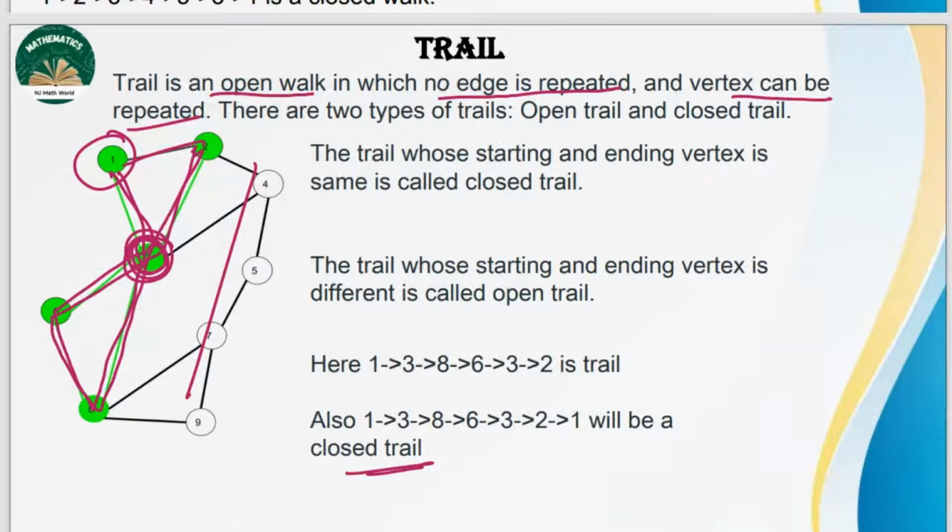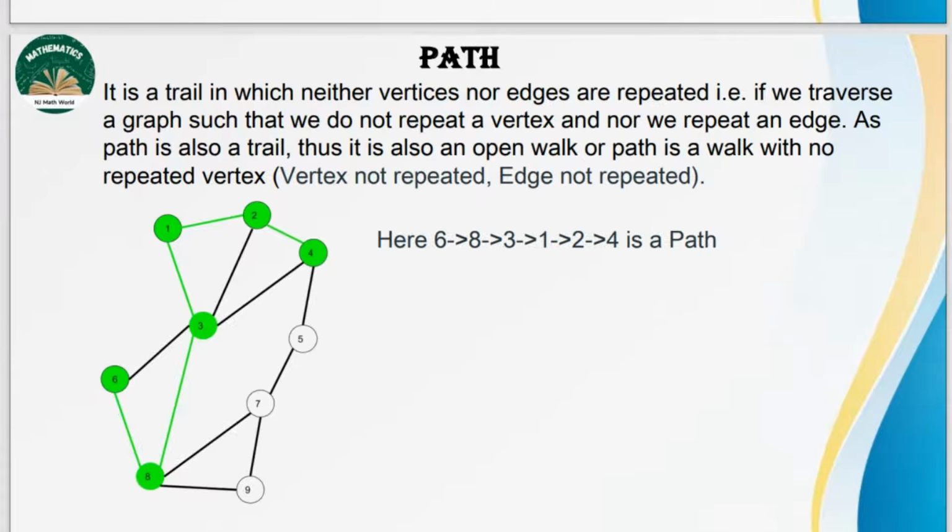Then you have the next one, path. What is meant by a path? A trail in which neither vertex nor edges are repeated. Neither the edge should repeat nor the vertex. So here we start with 6, 6 to 8, 8 to 3, 3 to 1, 1 to 2, and 2 to 4. Here we can see there is no edge nor vertex repeating. Such a walk is called a path.